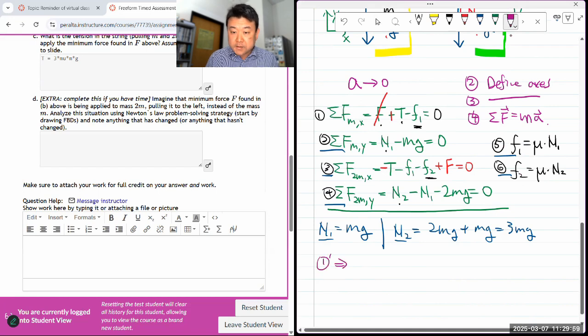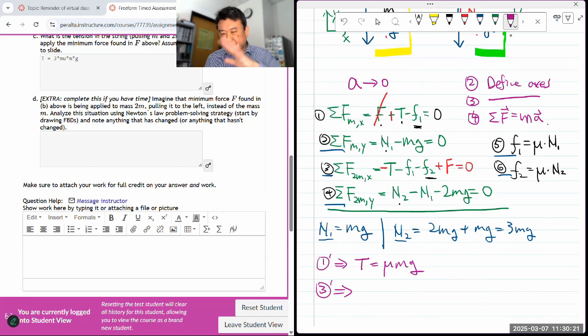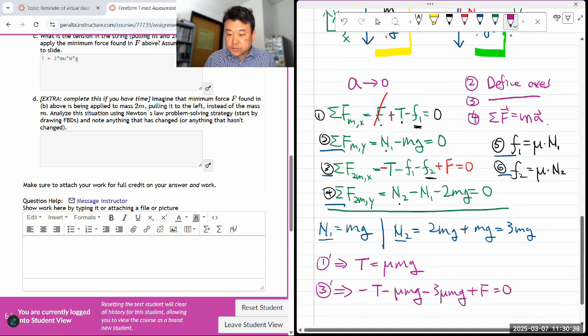So 1 prime is, I'm going to solve it for T because that's what I'm going to want in the end. So I'll just say T is equal to F1, which will be mu mg. And 3 prime, let me write down the version with the friction forces plugged in, but nothing else. So it'll be minus T minus mu mg minus, and N2 was 3 mg, so it should be minus 3 mu mg plus F is equal to 0.